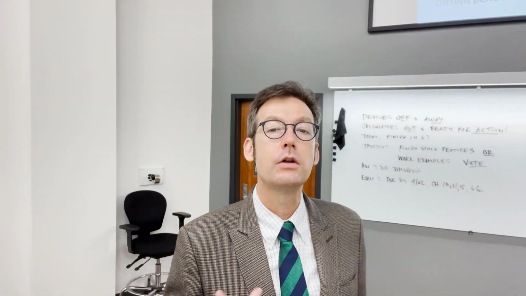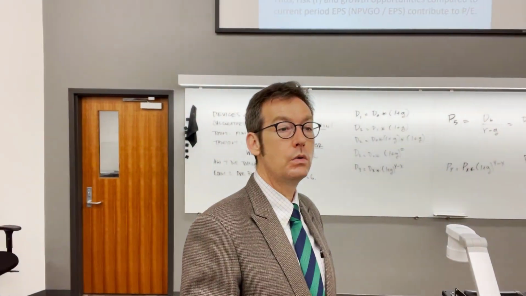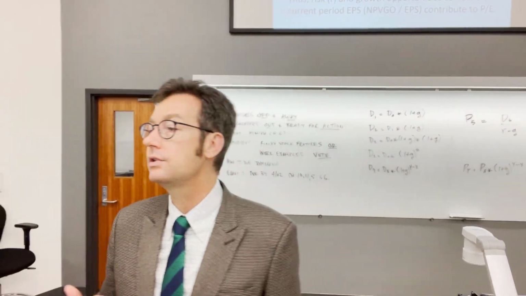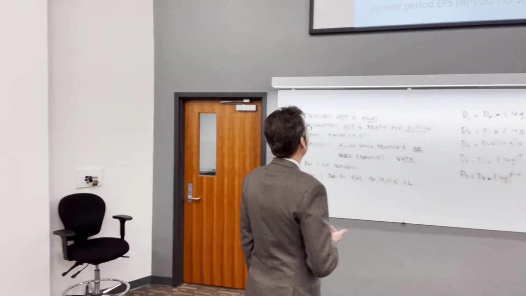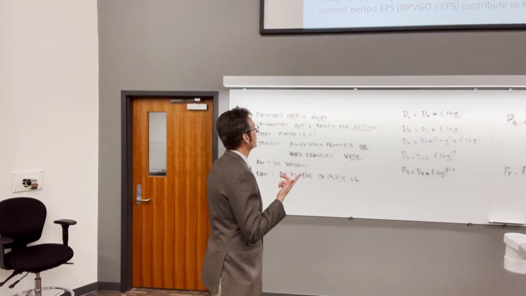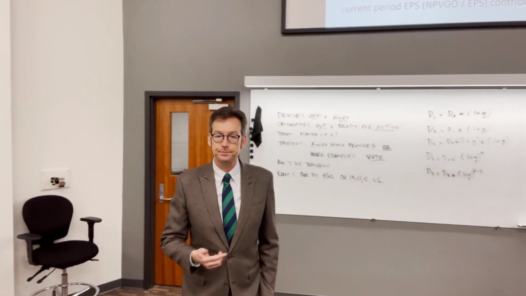Yeah, PE ratio: if R is greater, PE ratio goes down. R represents return, and we said that return and risk must go together. And so all other things equal, if the risk is greater, the PE ratio is going to be lower. Okay, now let's talk about the second part.